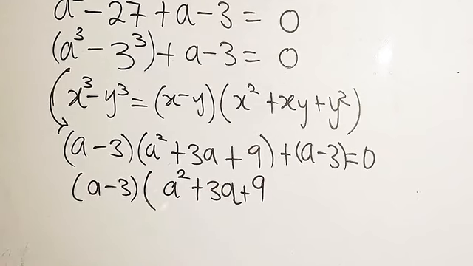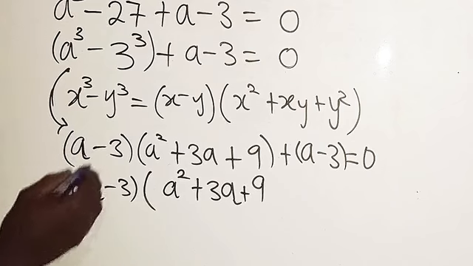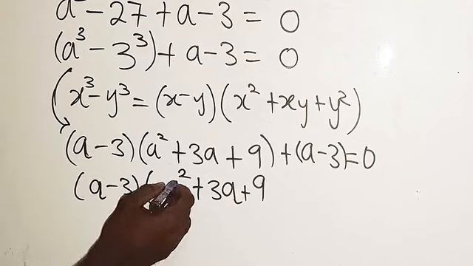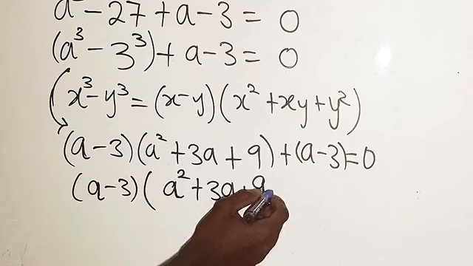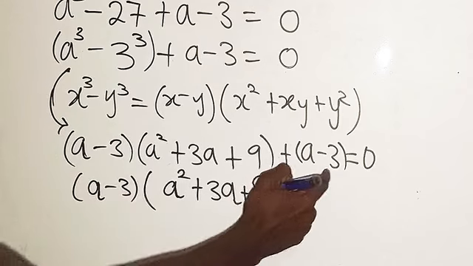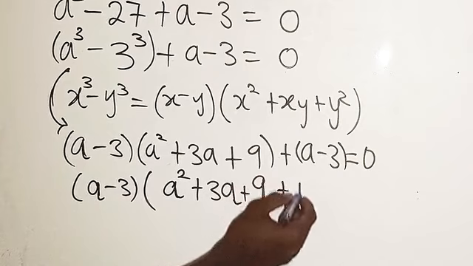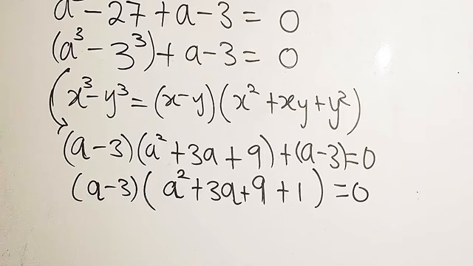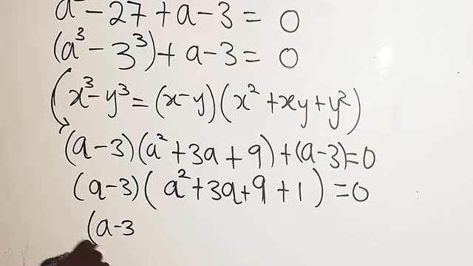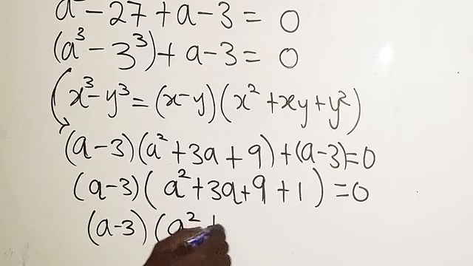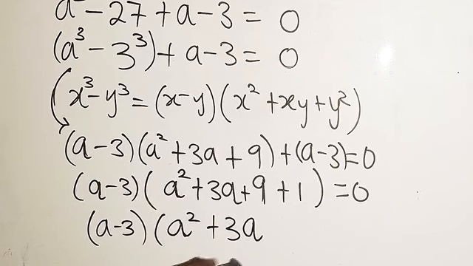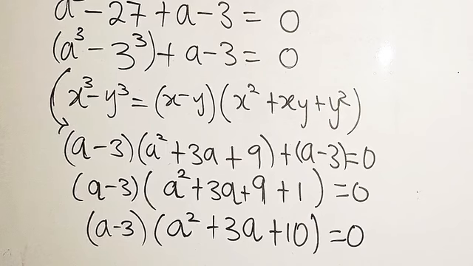So you have to be very careful here. This is a, okay, and I have 9. See the way I'm writing my a, and I have 9 here. Then here, a minus 3 divided by a minus 3, that will give us 1. We have plus 1 equal 0. So now from there, the next thing we're going to do is we have a minus 3, right? We have this to be a squared plus 3a, right? Then plus 10, okay? Then equal 0.